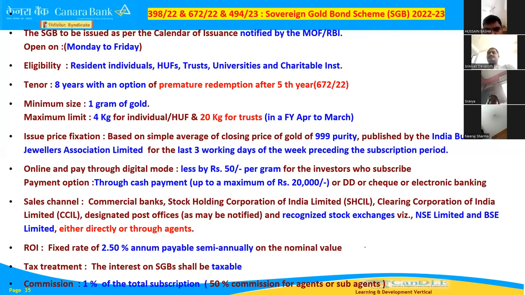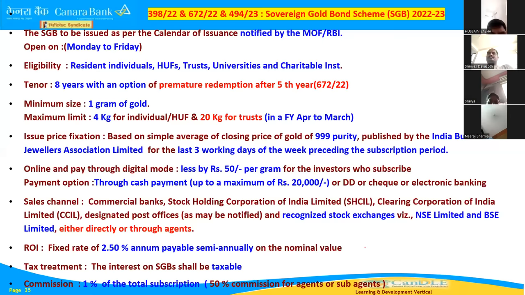Now, issue price fixation. This is not so important, for your knowledge only. I'm telling how the price will be fixed: 5,100, 5,200, they'll fix now. How? The price of the gold is of 999 purity. This is important: how much purity of gold is the Government of India or Ministry of Finance selling under sovereign gold? 999 purity. The rate, who will publish? Indian Bullion and Jewellers Association Limited, they will give the rate to the ministry.